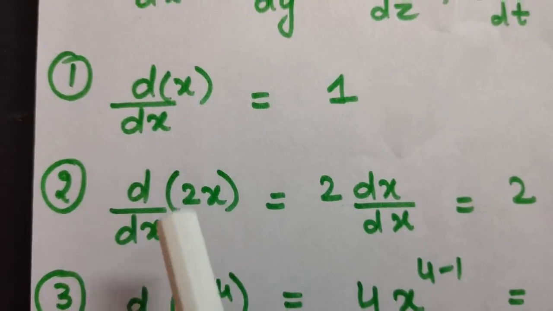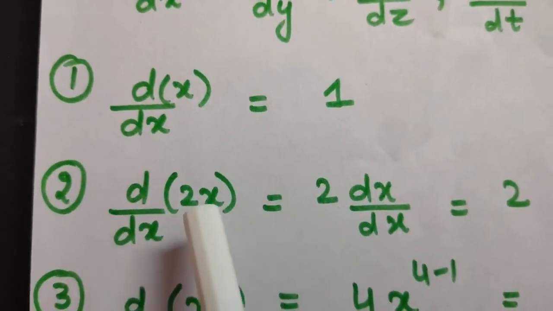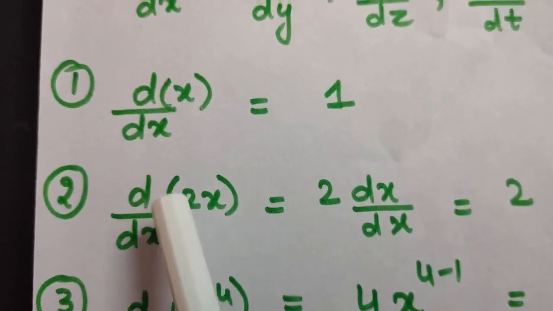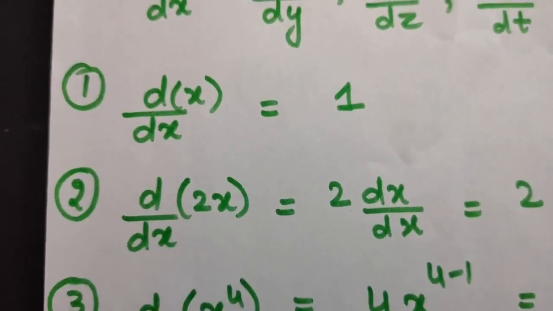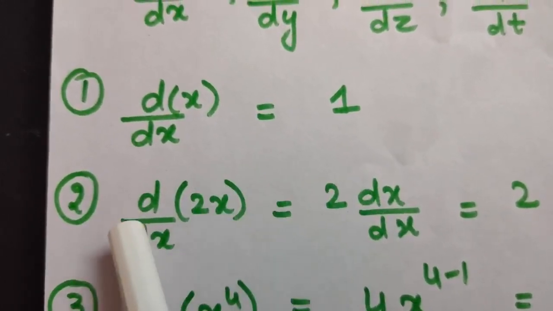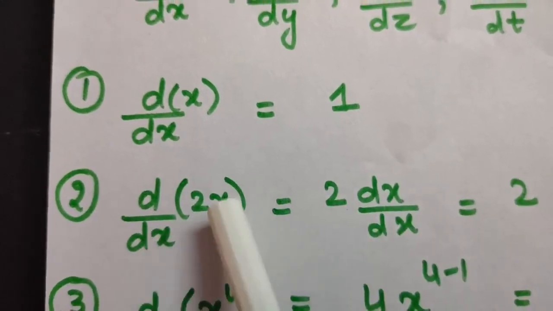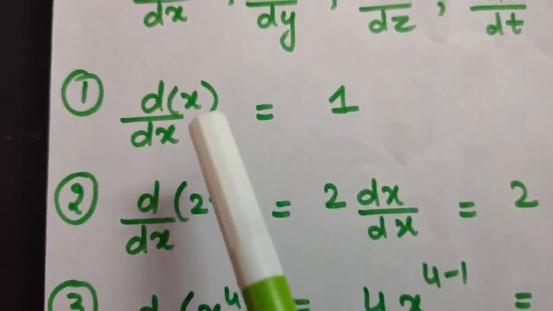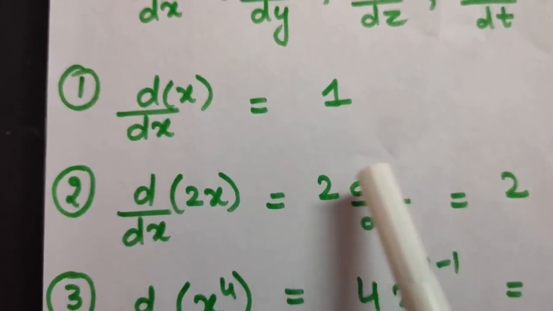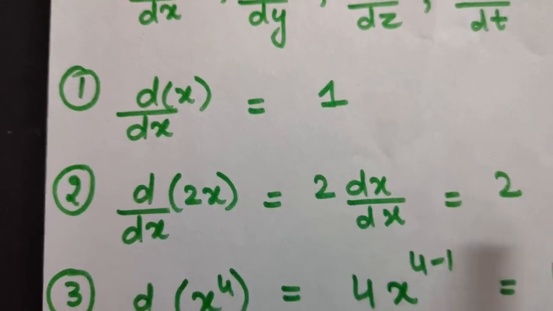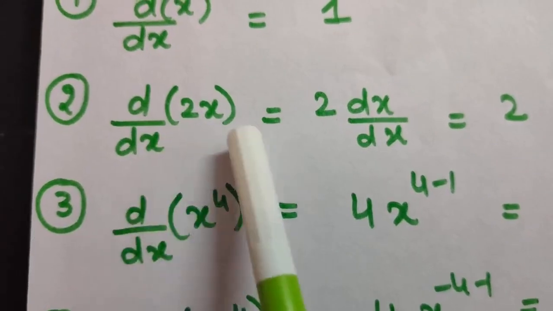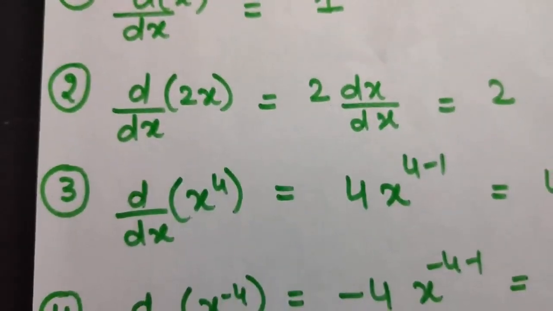Now the second formula is if I do the differentiation of 2x with respect to x only, always remember the constant quantity will come out of differentiation. Out of 2 and x, 2 is constant, so 2 will come outside. Only dx upon dx is left, and from the first formula you know dx upon dx is 1. So the answer will be 2. Similarly, if you have 5x, 4x, anything, the constant quantity will come outside.